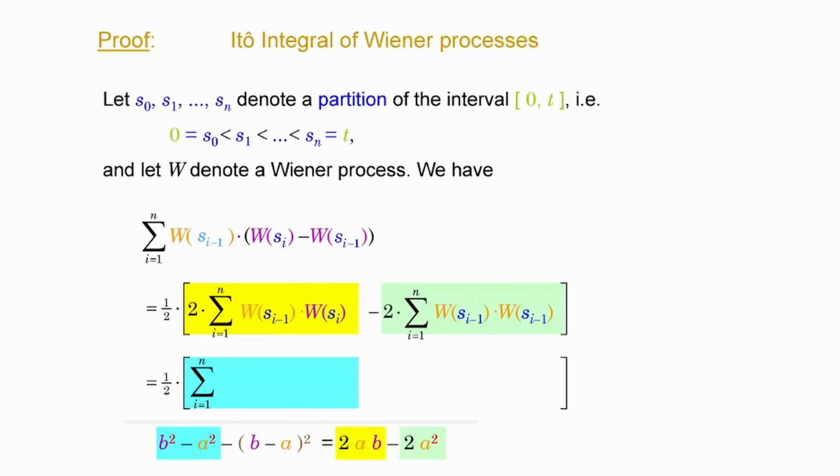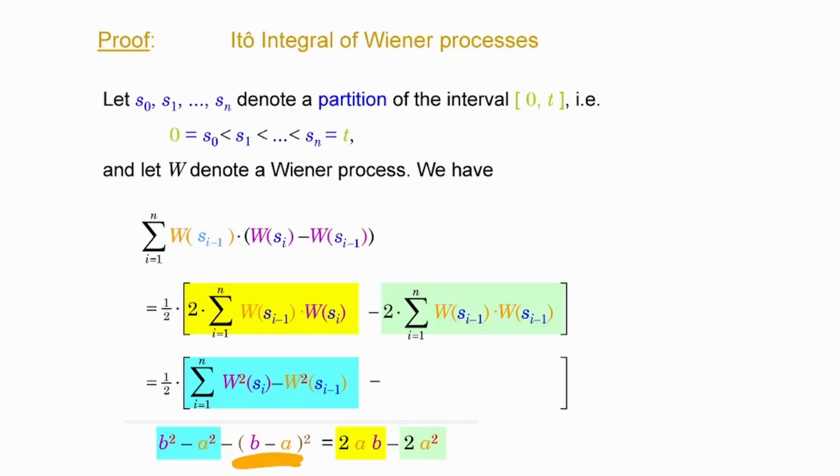So then I'm going to start with b squared. B squared is the square of the Wiener process at the upper endpoint of the ith subinterval, and then you have minus the square of the Wiener process at the lower endpoint of the subinterval. You see that? So that's the same. And then minus what? Check this out.